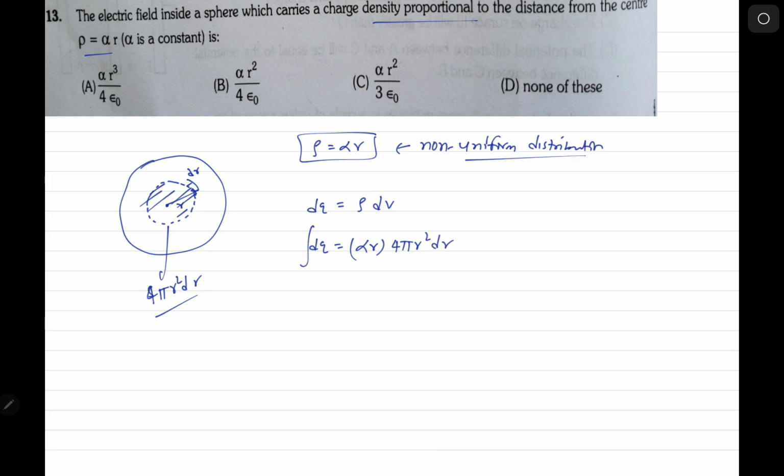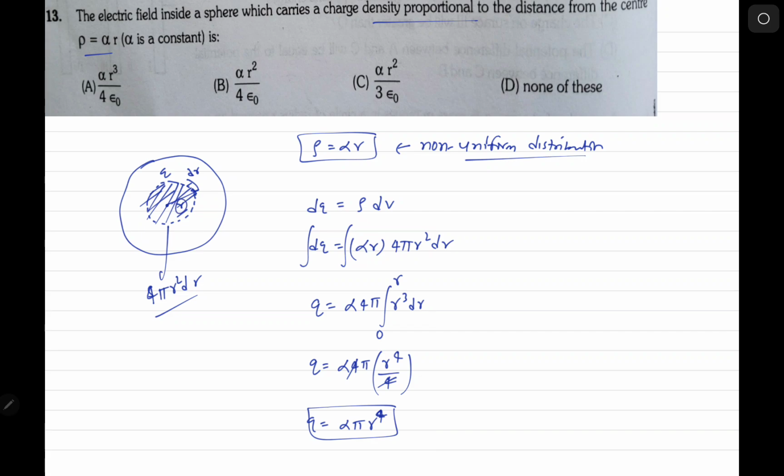Now to find the enclosed charge, q is the charge present on this entire spherical element: alpha 4 pi constant, r cube dr. The limit of this is 0 to small r because we need to write the answer in terms of r. So alpha 4 pi, r to the power 4 by 4, with limit 0 to r. So 4 cancels, and q is equal to alpha pi r to the power 4. This is the charge enclosed by this spherical element of radius small r, with limit 0 to r only. So this is the charge present from 0 to r within the sphere.